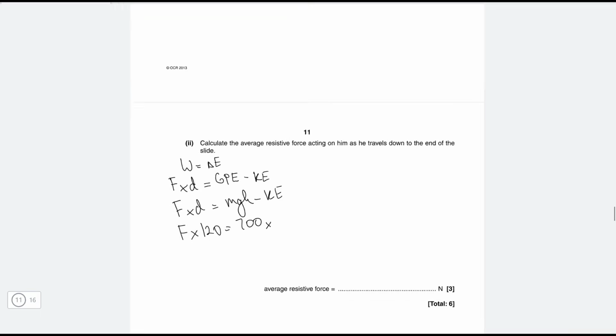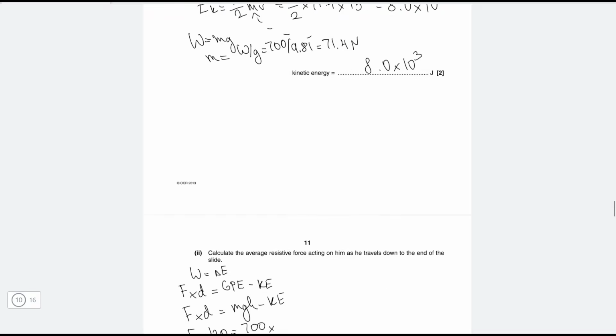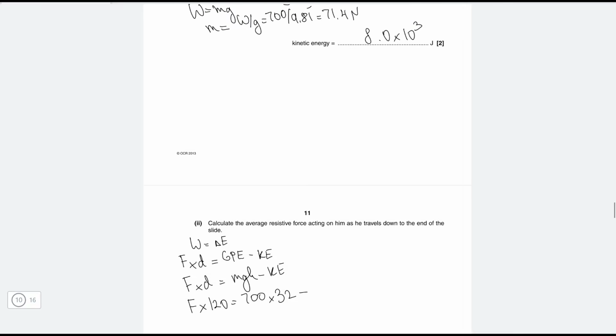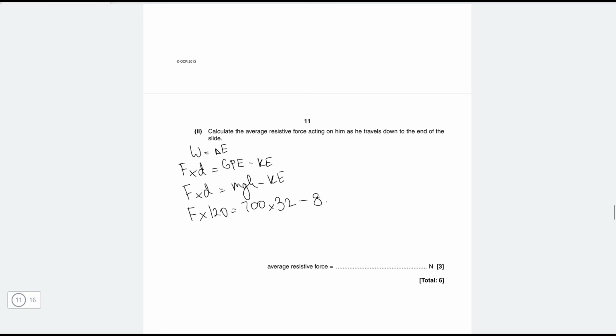Now the height is 32 meters. That's going to be 32, and let's take away the kinetic energy at the bottom, which is 8.0 times 10 to the 3, and our resistive force will be equal to 700 times 32, take away 8,000, like so, divided by 120. And if we plug this into a calculator, this is actually equal to 120 newtons.